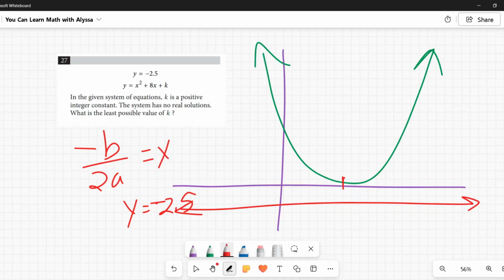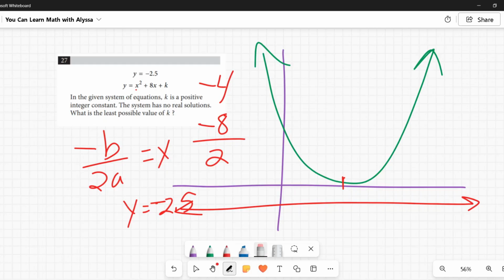And what are those a and b constants? A is the number, if any, in front of the x squared. B is the number, if any, in front of the plain x. And that negative means take the opposite of whatever that b is. Okay, so we have a positive 8. The opposite of that is negative 8. And then 2 times a. My a is an invisible 1, so 2 times 1 is 2. Negative 8 over 2 is negative 4.